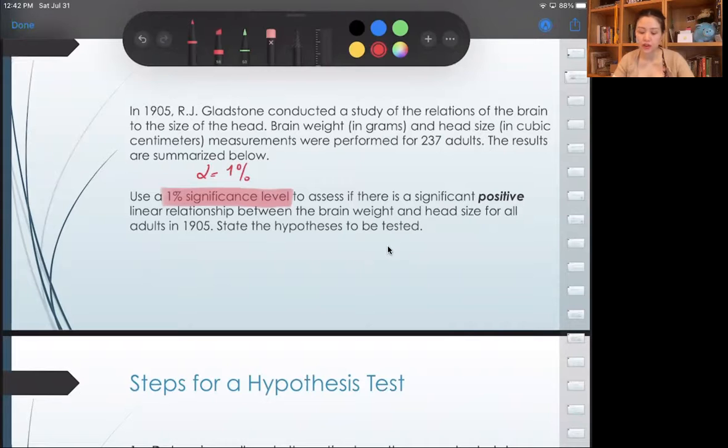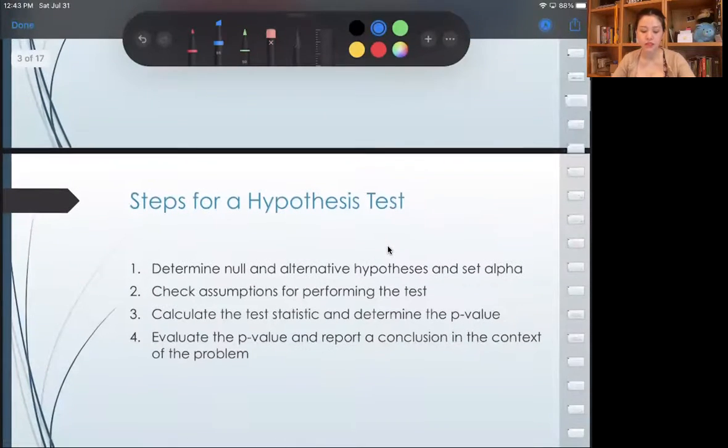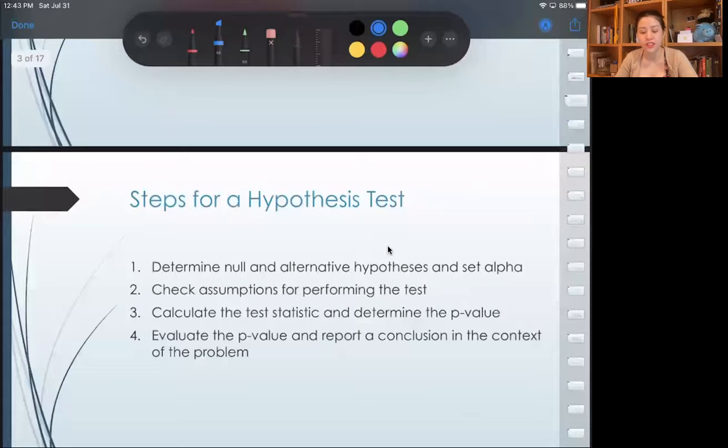To access if there is a significant positive linear relationship, right? I want to know if there is a significant positive linear relationship between brain weight and head size. That will be your alternative hypothesis, right? So before that, let me show you the steps for hypothesis test.